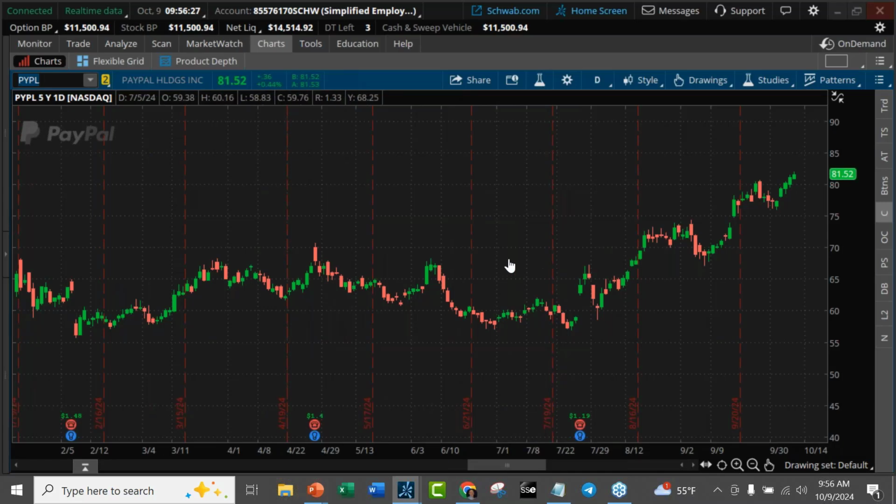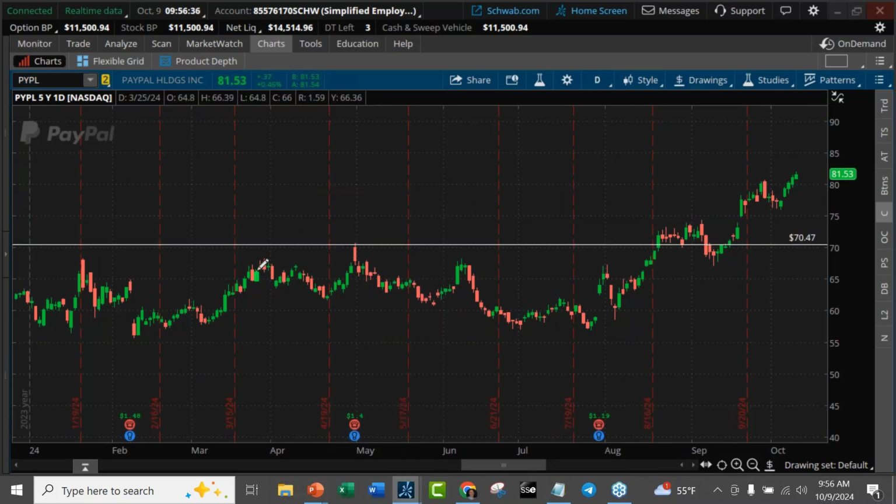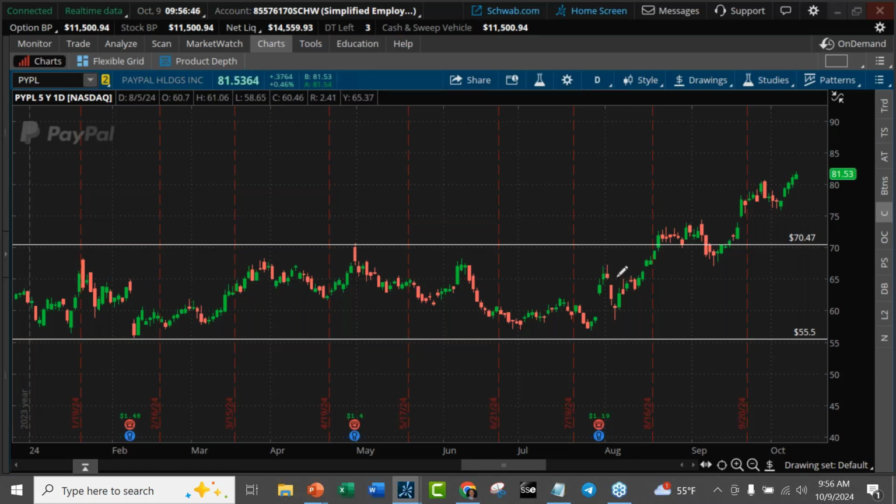it was in a channel, right? Pretty clear boundaries on this channel, and we just use horizontal lines. Well, here's the upper boundary, right? And then here's the lower boundary. And each of these red lines is a month, right? For 1, 2, 3, 4, 5, 6, 7 months, PayPal was in a pretty narrow channel, right? Just up and down, up and down, back and forth, right?